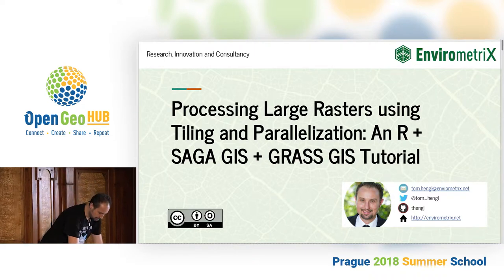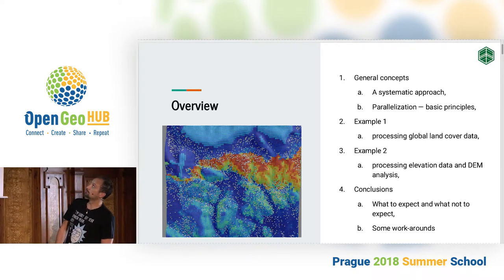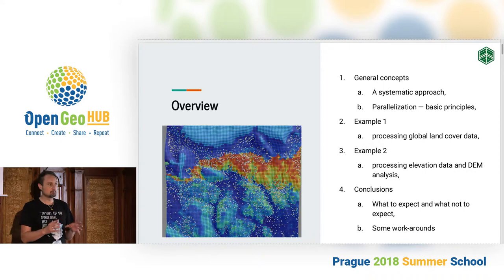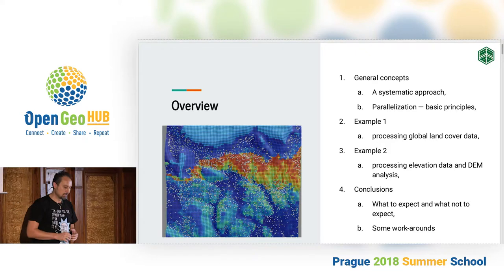So let's see. I will talk a bit about the concept of computing with large rasters and also parallelization. And I will talk about parallelization for different types of processes, from reading, processing, to doing raster computation. And then I will do two examples. One is global land cover data, so I'll do it in front of you. And then the other one is a DEM analysis. This one is a bit more complex, so maybe I will jump over some parts of the analysis.